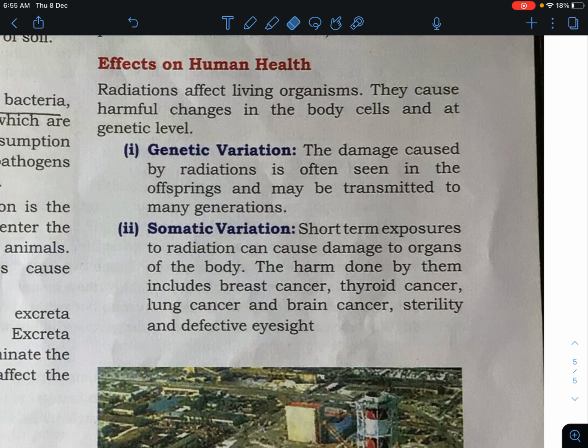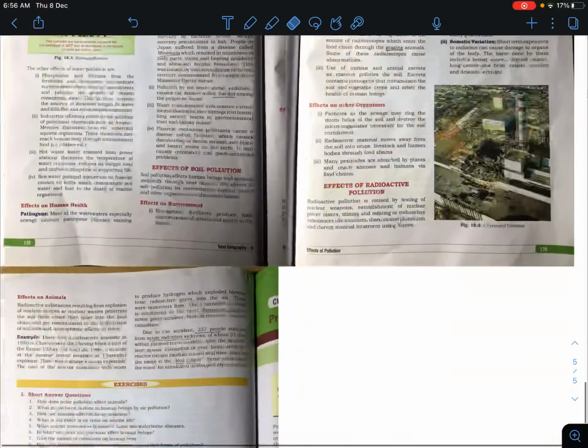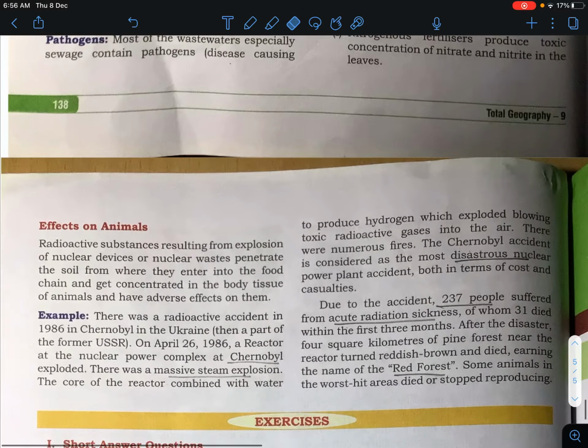So, what do somatic variations mean? There may be a genetic variation, which means this radiation may affect the offspring. How is it going to affect the genetic cell? It is going to affect the genetic cell. Now we are talking about the somatic cell. Short-term exposure to radiation causes damage to the organs of the body. The harm done includes breast cancer, thyroid cancer, lung cancer, brain cancer, and defective eyesight.